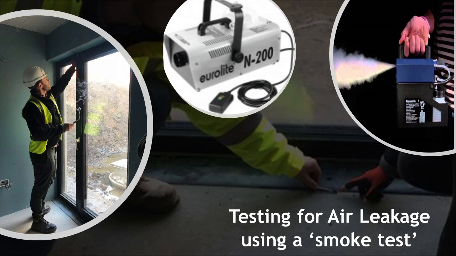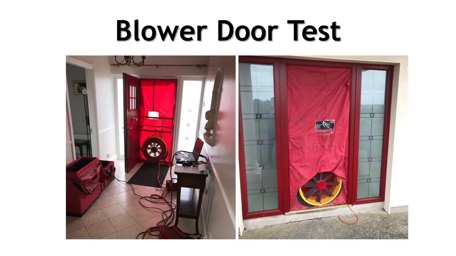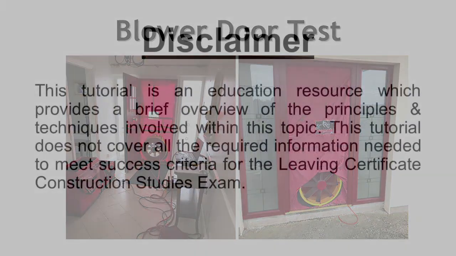If the required standard is not met, then a smoke test will need to be carried out to find the areas of air leakage in the house. These air leaks can then be sealed and the blower door test can then be repeated until the required standard is obtained.